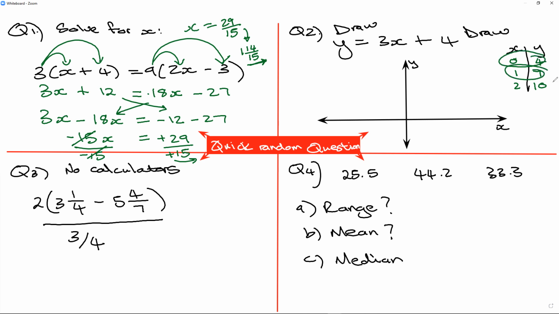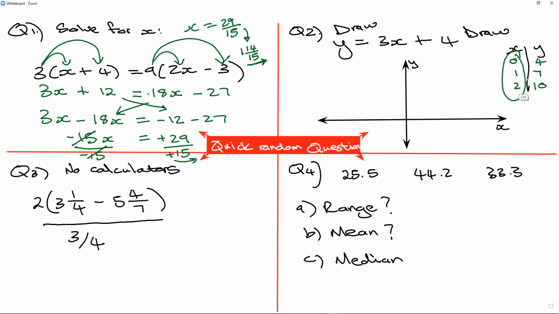What I have over here now is an ordered pair, set of coordinates, 0, 4, 1, 7, and 2, 10. And now I've got to look into my ability to plot. If I can plot this, then I'm done.